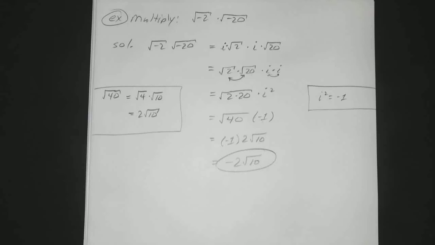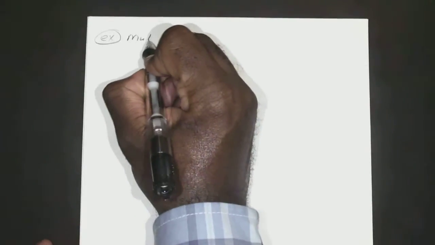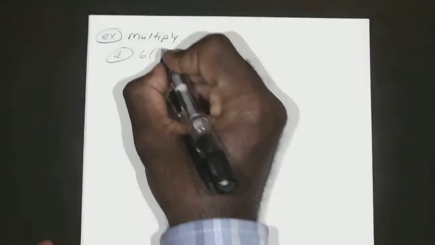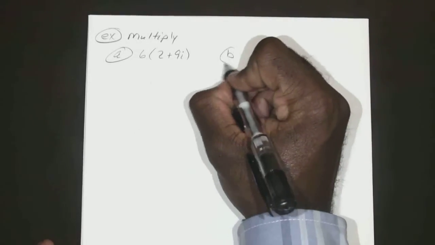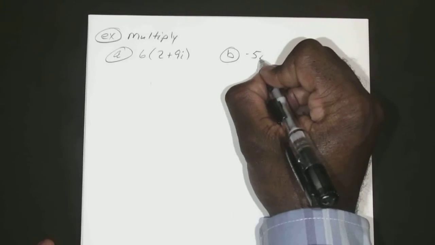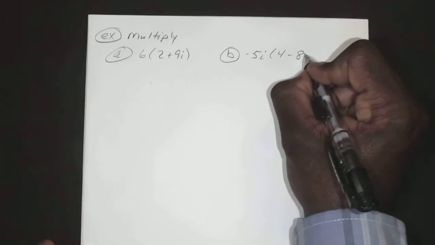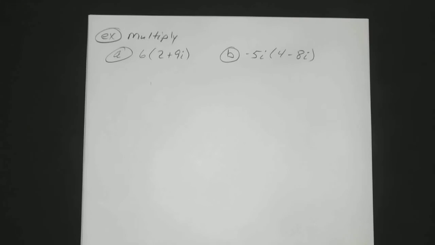So let's say, for example, if you want to multiply, say for problem A, 6 times 2 plus 9i, and for problem B, negative 5i times 4 minus 8i. Okay. So with that one, you just distribute just like you would any other multiplication problem.